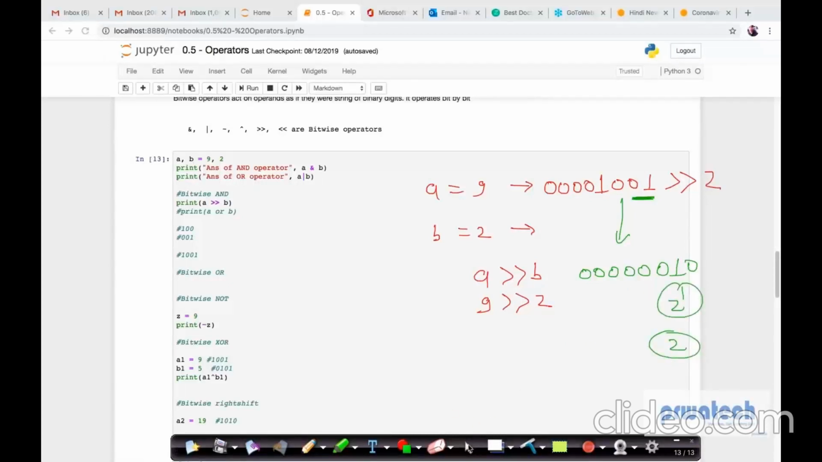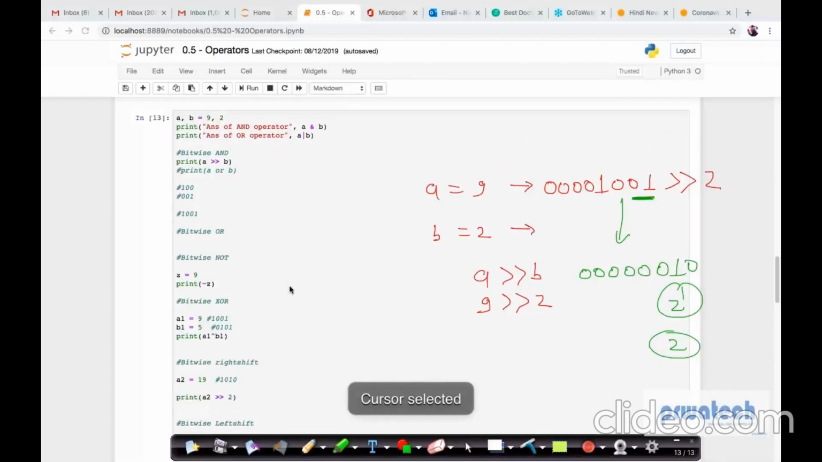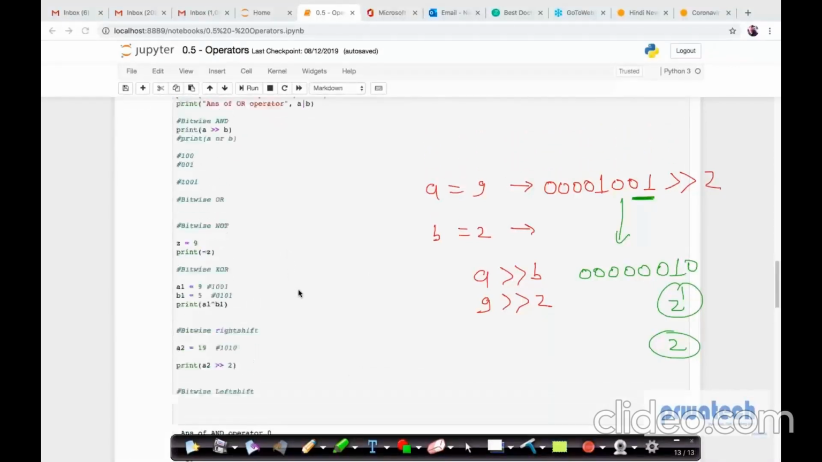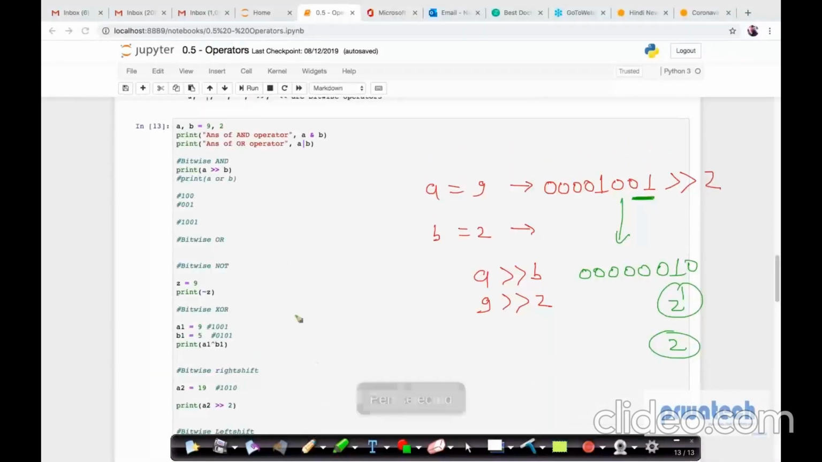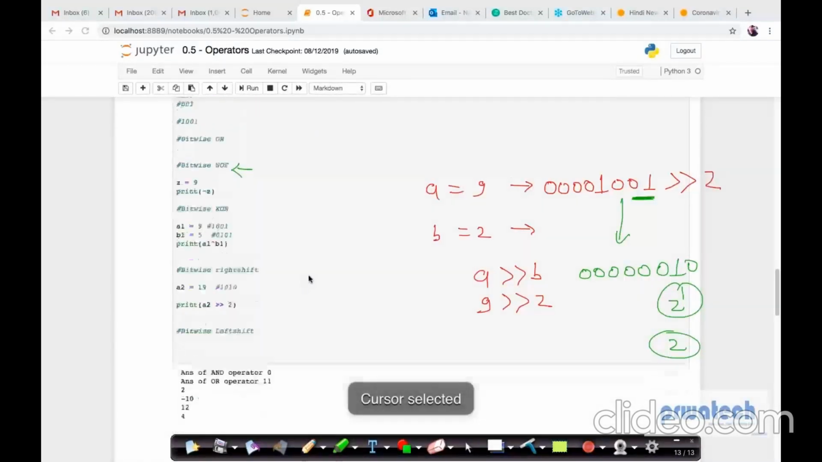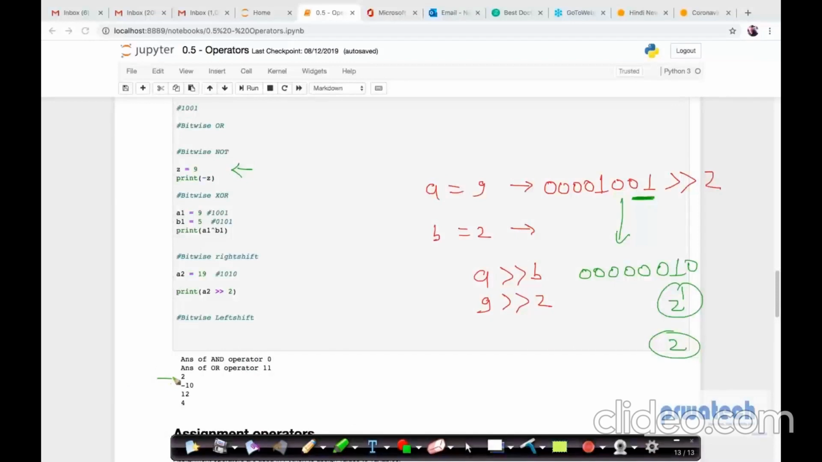Can we see? What is the answer of which one? Print A, B. The answer is, I guess, 2. Yeah, the answer is 2 right here. This is your right shifting. Whatever value is there, it takes that digit and makes it 0. Okay.